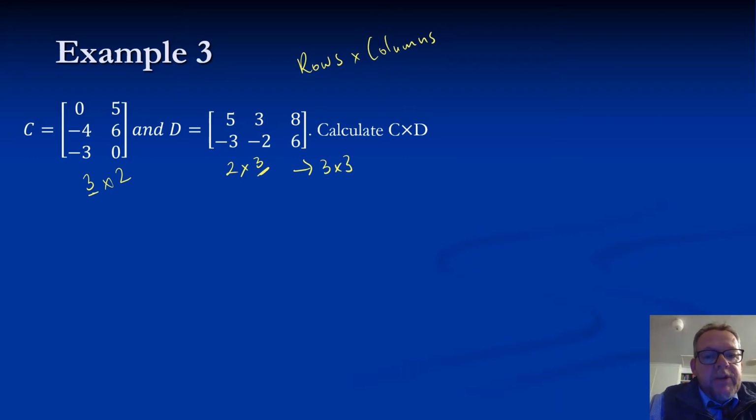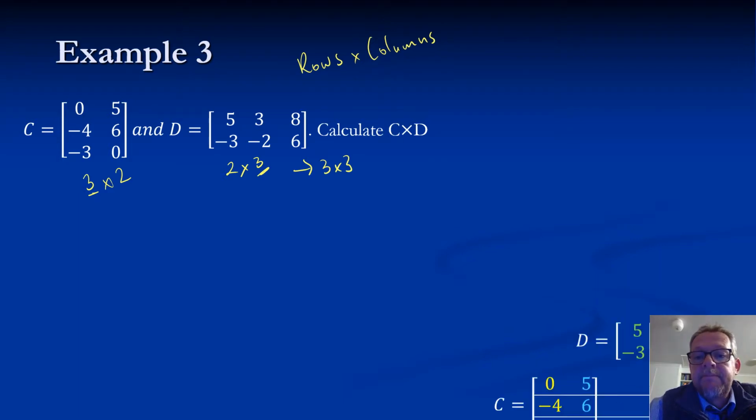Okay, now we're getting pretty tricky. So you can see that we've got 3 rows and 2 columns, and we've got 2 rows and 3 columns. This is actually going to be quite a big and complicated one. We're going to get a 3 by 3 matrix out of this one when we multiply them together.